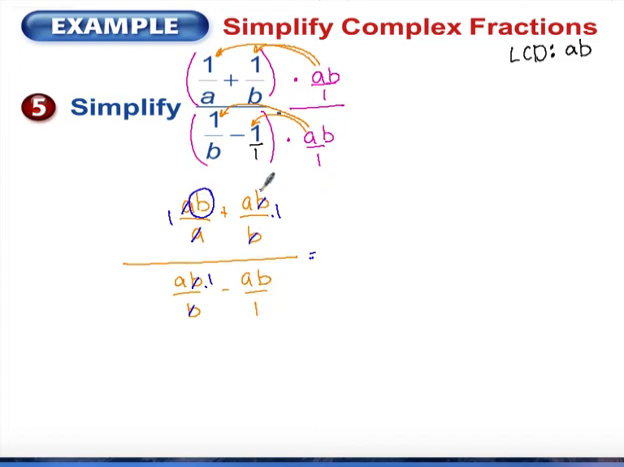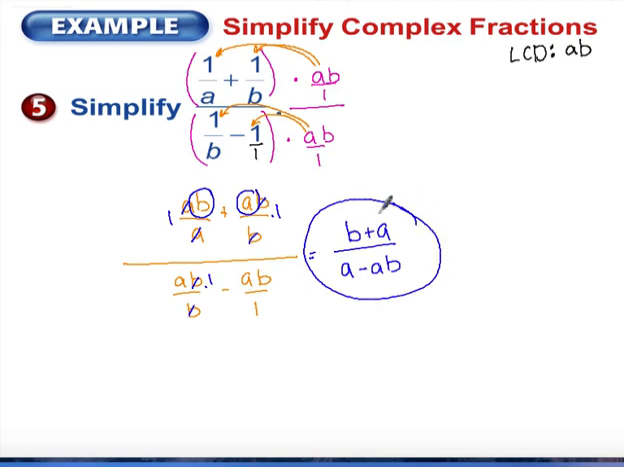So let's see what I have left. I have a B plus A over 1s in my numerator. And I have an A minus AB in my denominator. So you can see that I was able to subtract my fractions and add my fractions and divide my fractions all in one step just by distributing the common denominator of all terms first. So I ended up getting one fraction that is no longer complex. And I combined my fractions in the process. I have B plus A over A minus AB.